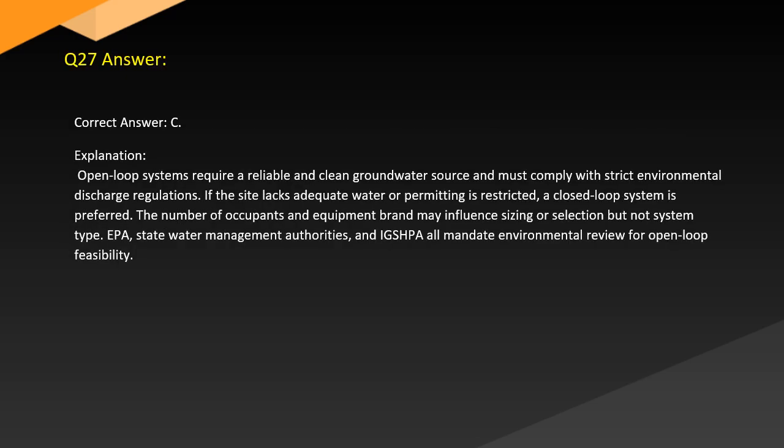Answer. Correct answer: C. Explanation. Open-loop systems require a reliable and clean groundwater source and must comply with strict environmental discharge regulations. If the site lacks adequate water or permitting is restricted, a closed-loop system is preferred. The number of occupants and equipment brand may influence sizing or selection, but not system type. EPA, state water management authorities, and HVACR mandate environmental review for open-loop feasibility.